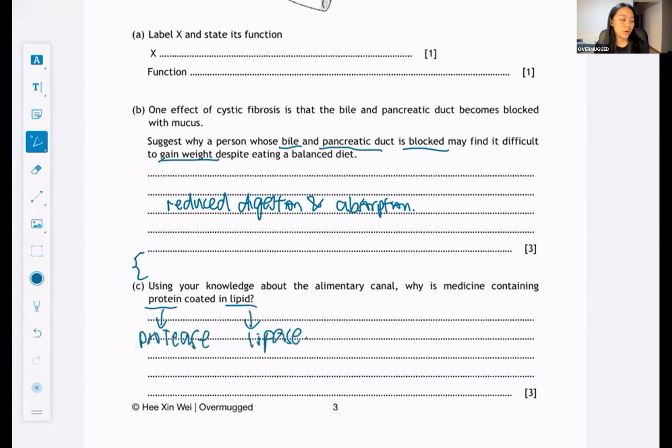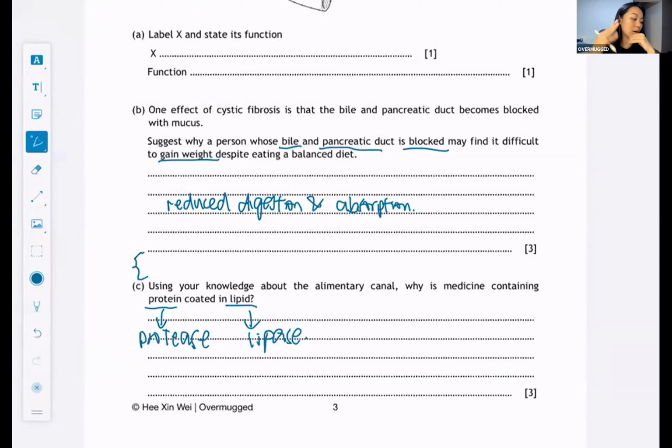right? So in order to break down the capsule, you will need lipase. And the medicine containing protein is something that you would want to absorb because that's the medicine. And where are lipase and protease found? That is the important question. In this case, the stomach contains protease, but it doesn't contain lipase. And where is lipase found? Lipase is not found in the mouth. It's not found in the stomach. It's only found in the small intestine.